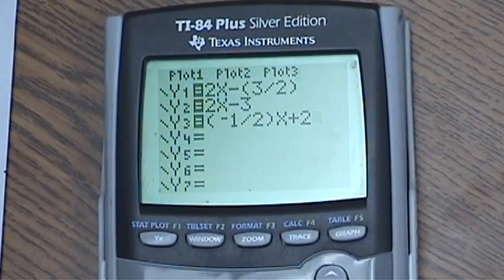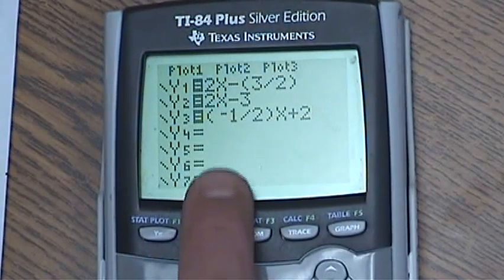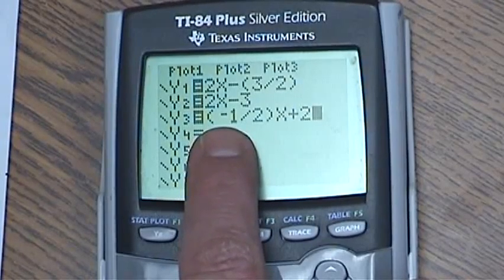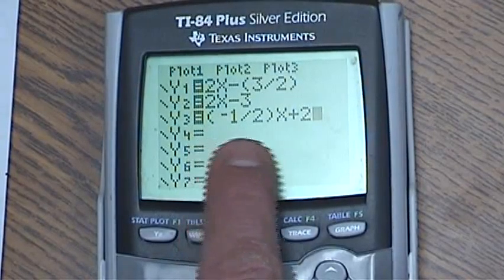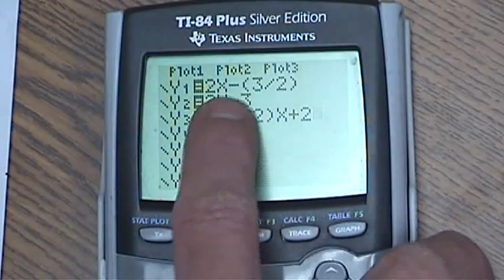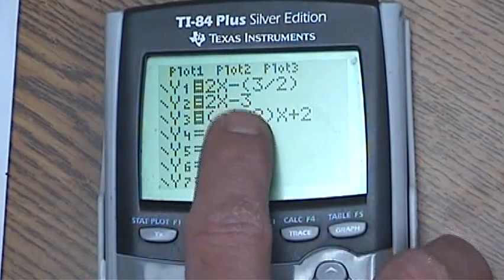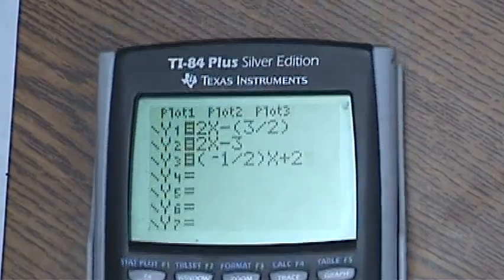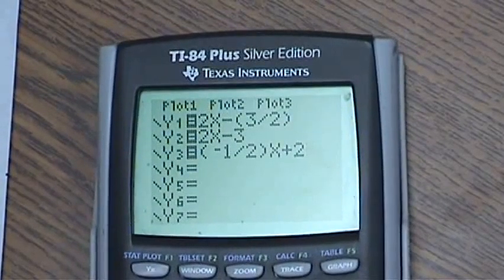Now, an easy thing to make a mistake on in this calculator is right here. If you want to make a number negative, you need the negative sign, which is on the bottom row of the calculator. If you want to subtract, you need the subtraction sign, which is on the right side. So you've got to be careful there. If you ever get an error and you think you typed everything correctly, that might be it. Okay, so I've got all three equations typed in.